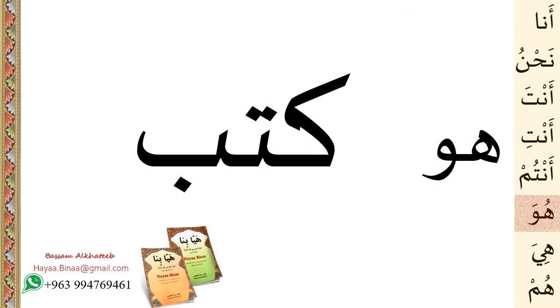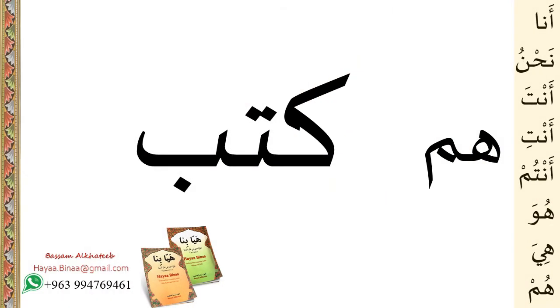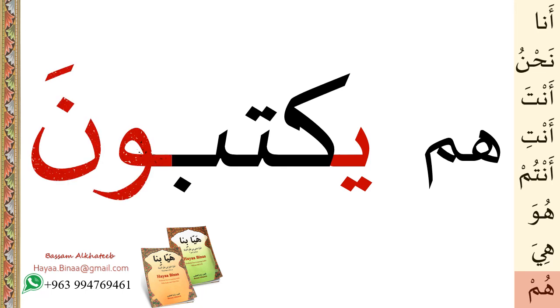For هو, we simply add ياء at the beginning of the verb. Now it reads, يكتب. Finally, we have هم. We add ياء at the beginning, but since it is plural, we add ون at the end. Now it reads, يكتبون.